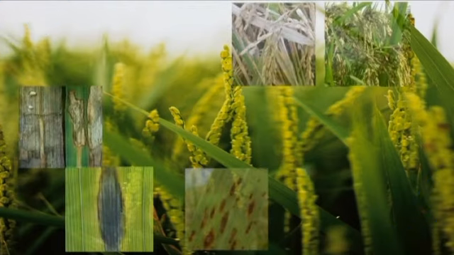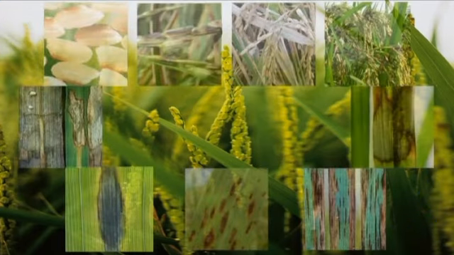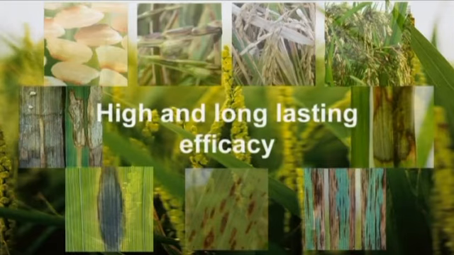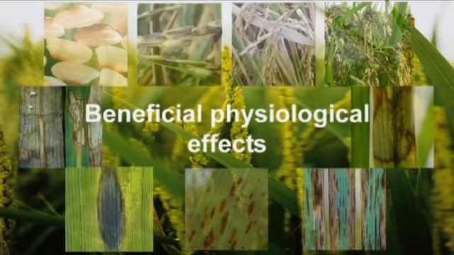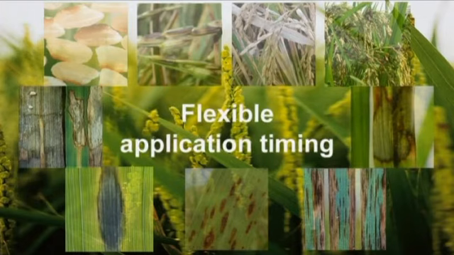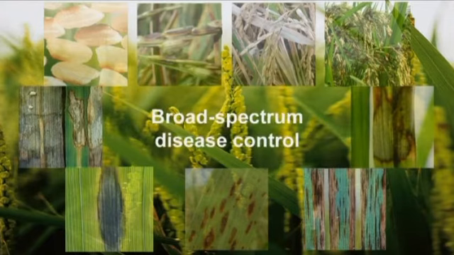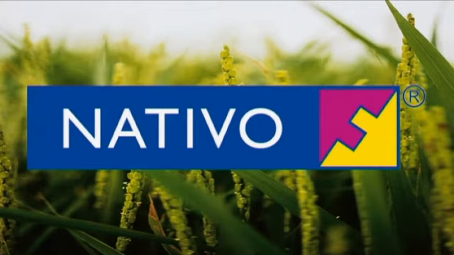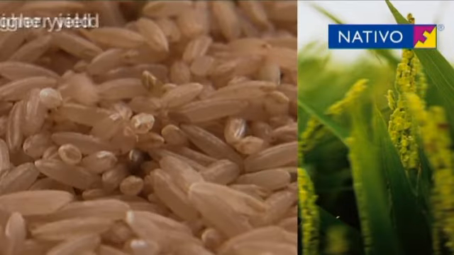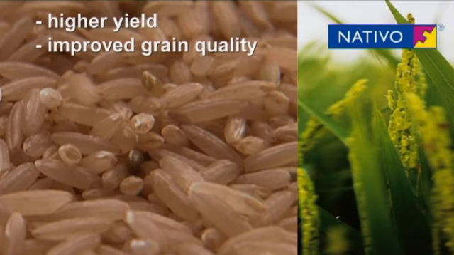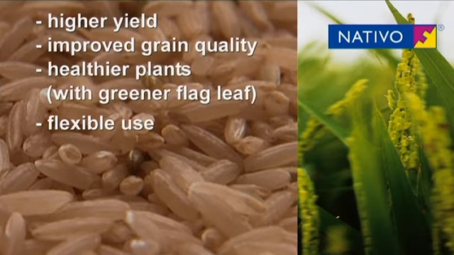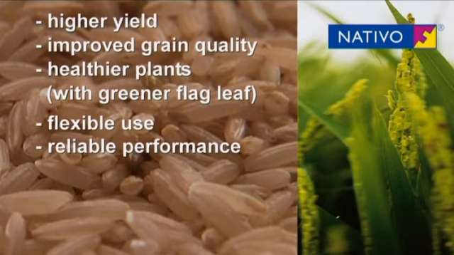The result is complete and long-lasting protection of both old and new plant tissue with high and long-lasting efficacy, beneficial physiological effects, especially for greening and yield enhancement, flexible application timing, mesostemic action, including weather-protected disease control and redistribution in the rice canopy, and a broad-spectrum disease control. Nativo, the one solution for superior control of all diseases, even those unseen by the human eye. Its unique features ensure higher yield, improved grain quality, healthier plants with greener flag leaf, flexible use, and reliable performance against all important diseases. And all that means for you, less work and more income.